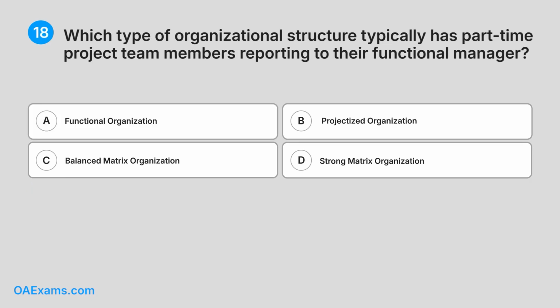18. Which type of organizational structure typically has part-time project team members reporting to their functional manager? A. Functional organization. B. Projectized organization. C. Balanced matrix organization. D. Strong matrix organization. Can you guess the answer?